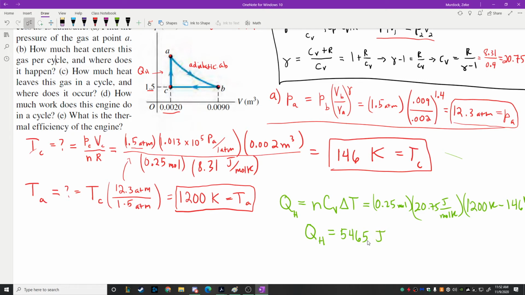I'm going to do it again just in case. So it's 0.25. Oops, I messed that up. Oh, 5468 actually is what I get when I use those numbers.